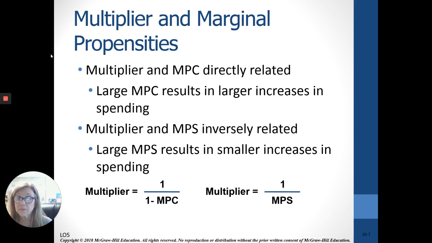So what is the multiplier? It is 1 over 1 minus the marginal propensity to consume. Or we could just say more easily, the multiplier is 1 divided by the marginal propensity to save. Now, again, you've got some examples of that in your course documents, these instructor notes that I provided for this chapter.